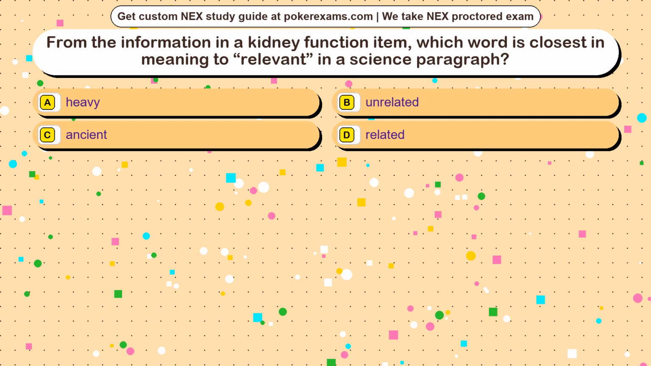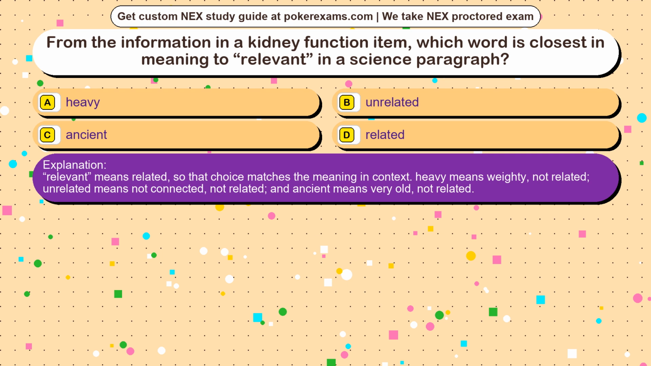The correct answer is option. Relevant means related, so that choice matches the meaning in context. Heavy means weighty, not related. Unrelated means not connected, not related. And ancient means very old, not related.